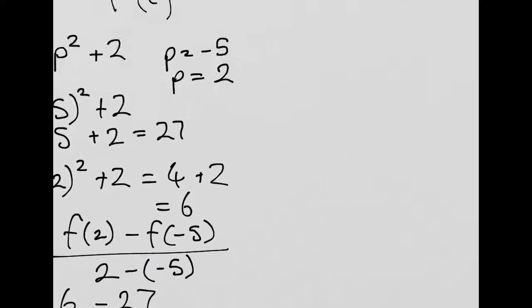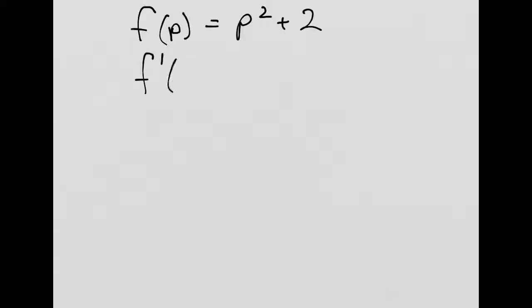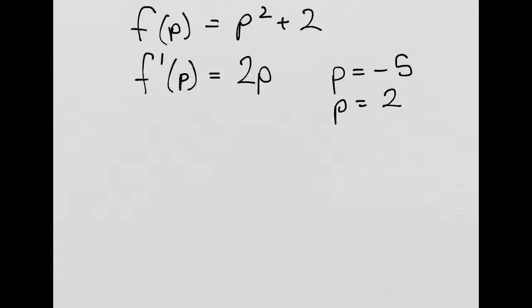So now let's look at the instantaneous rate of change. We know the instantaneous rate of change is given by the derivative. So f of p equals p squared plus 2, and f prime of p is going to equal 2p. Now let's look at the instantaneous rate of change at the 2 points that we've chosen. So that was when p equals minus 5 and when p equals 2.